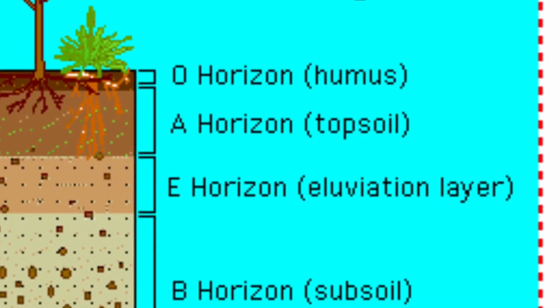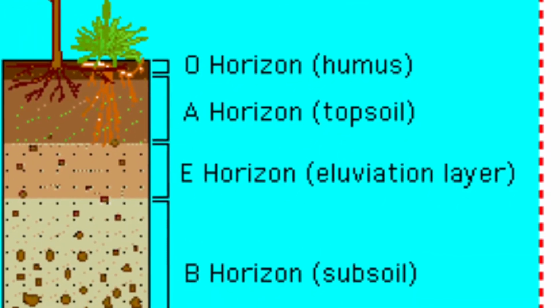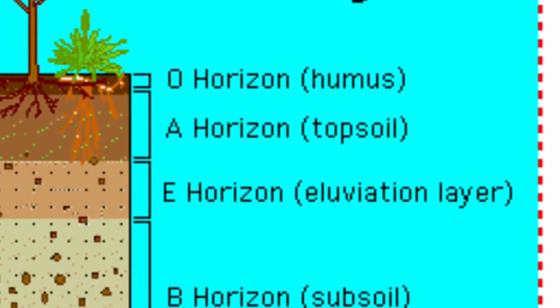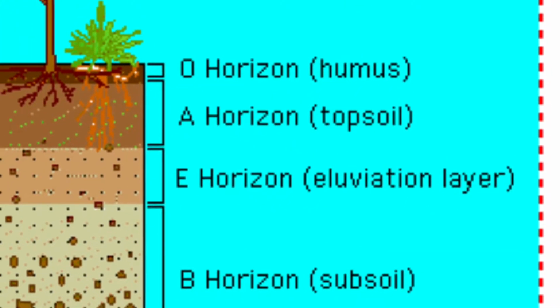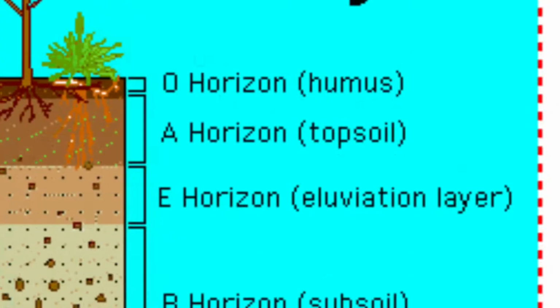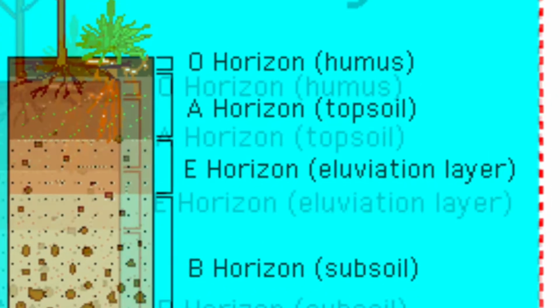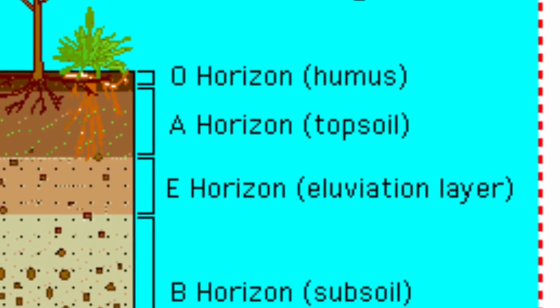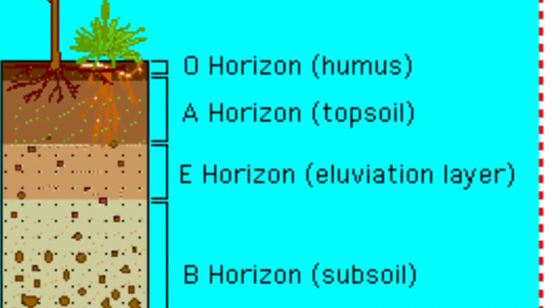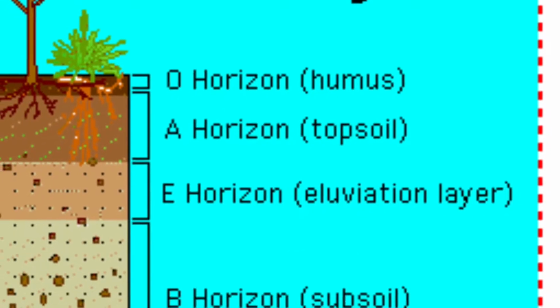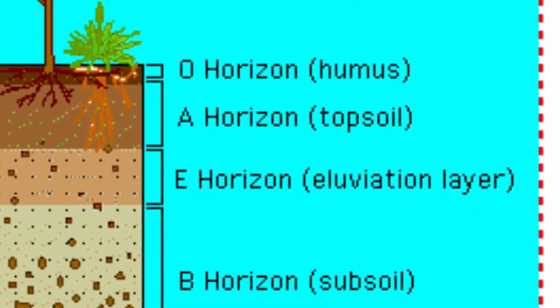The E horizon is the eluviation, which is leaching, layer. It is light in color. This layer is beneath the A horizon and above the B horizon. It is made up mostly of sand and silt, having lost most of its minerals and clay as water drips through the soil in eluviation. The B horizon, which is also called the subsoil, is the layer beneath the E horizon and above the C horizon.